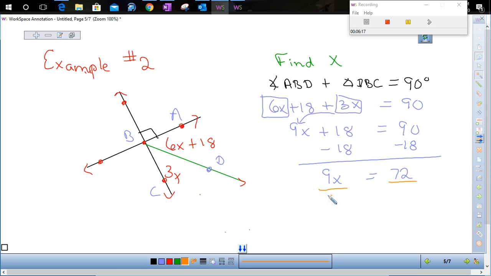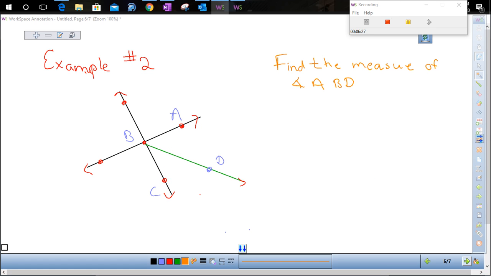Divide everything in the problem by 9, and we're going to get x equals 8. Okay? Now, we're going to take this problem one step further, and what they want us to do on this one is find the measurement of angle ABD. So on your drawing, you have 6x plus 18 set in here. You have 3x set in here.